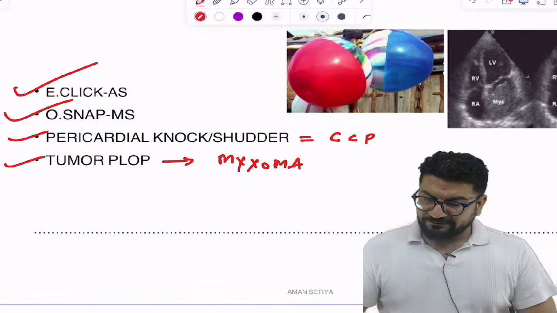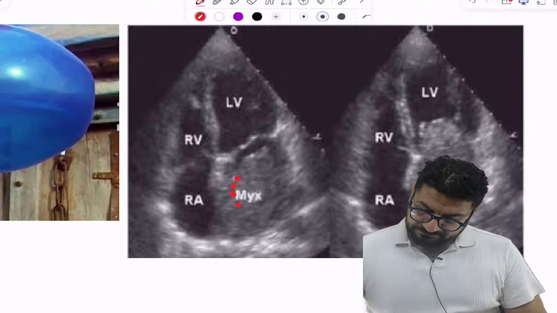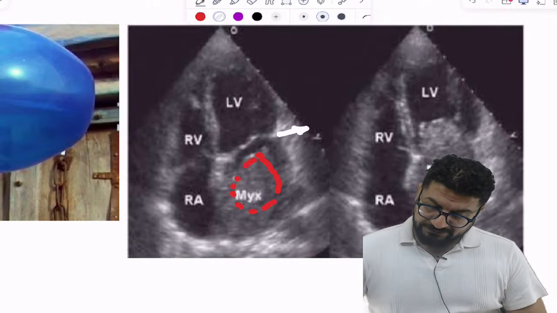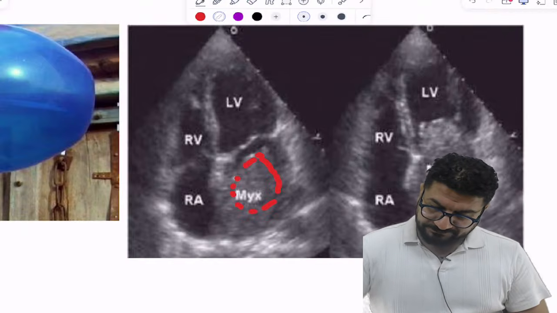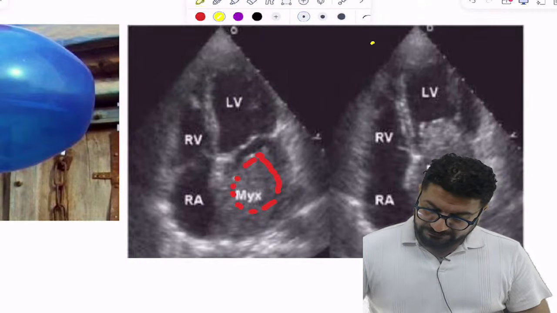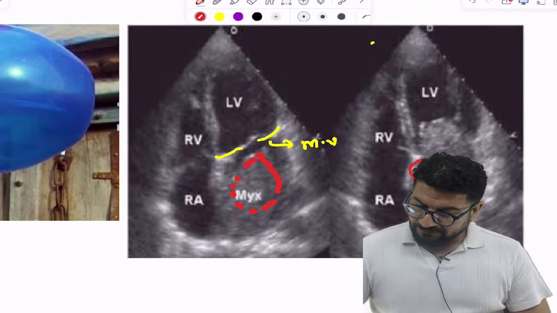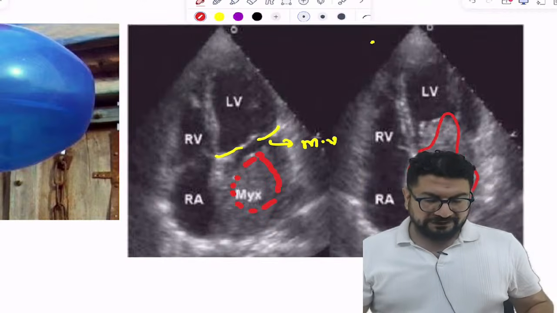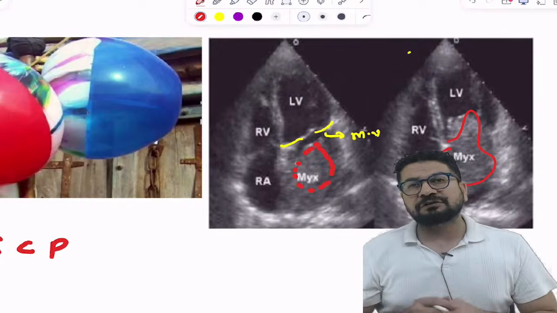So this is a myxoma, you can see a tumor here, and this tumor is affecting this valve. So this valve will be your mitral valve. These are the leaflets of the mitral valve. In the next slide you can notice this myxoma is invading through the mitral valve. This effect is called ball valve effect, meaning whenever the tumor enters the mitral valve it will produce a sound. That sound is called tumor plop sound.